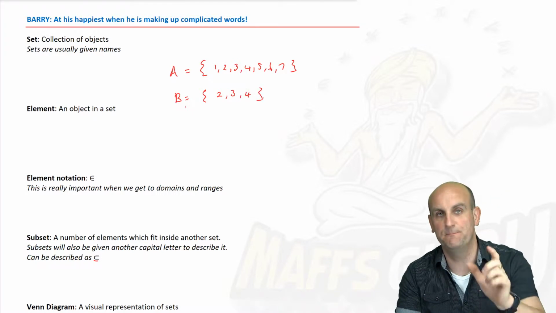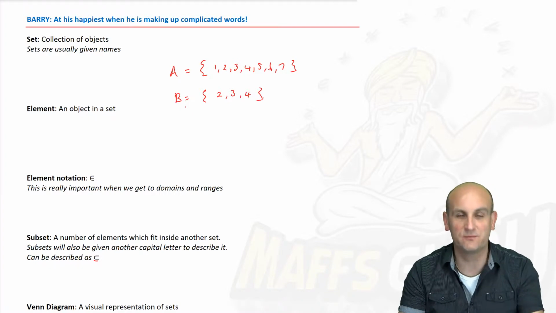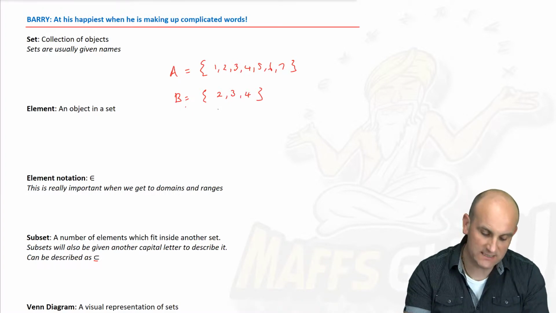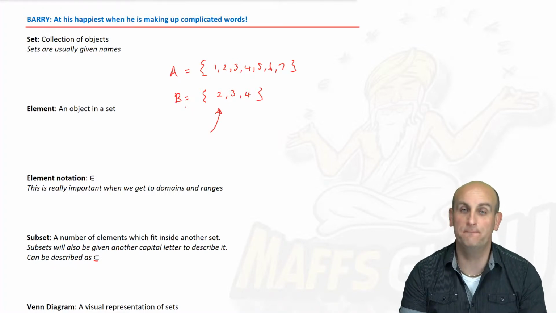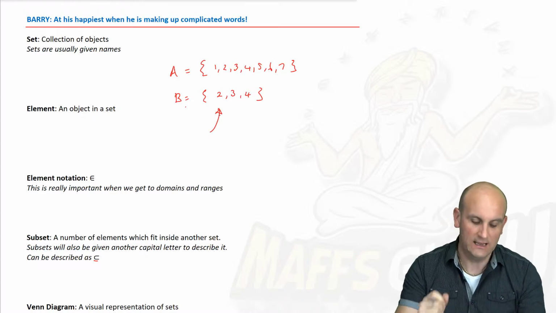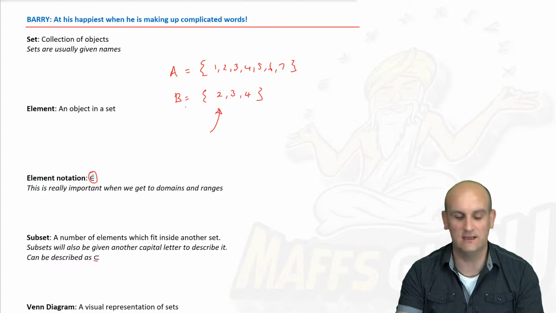Now, obviously you can see that B actually is the same as some of the numbers in A, and that comes as well with the word contains. What is an element? Well, basically, in this situation, the number 2 is an element of B. But as is usual with Barry, he wants to try and confuse us and use a little Greek letter or a letter.